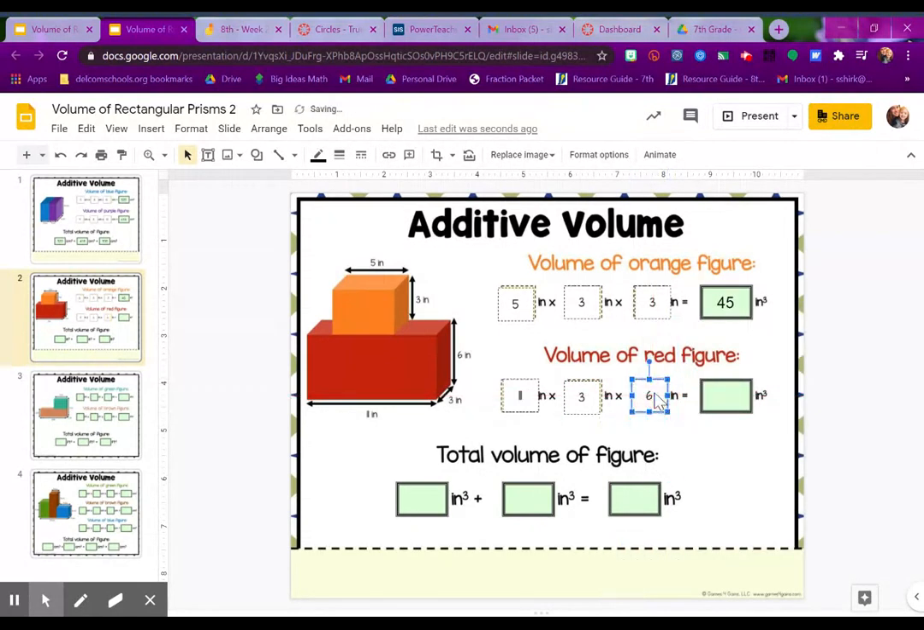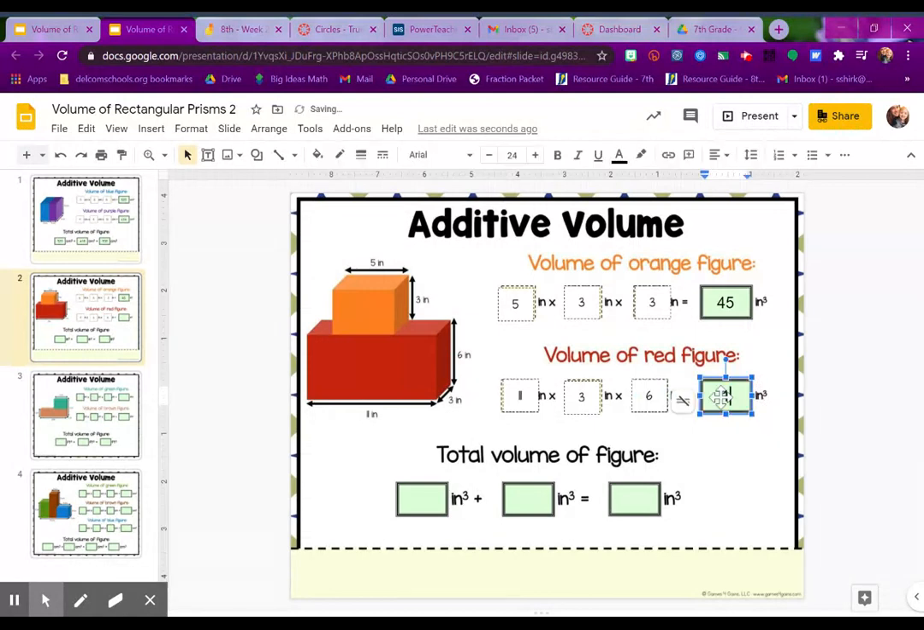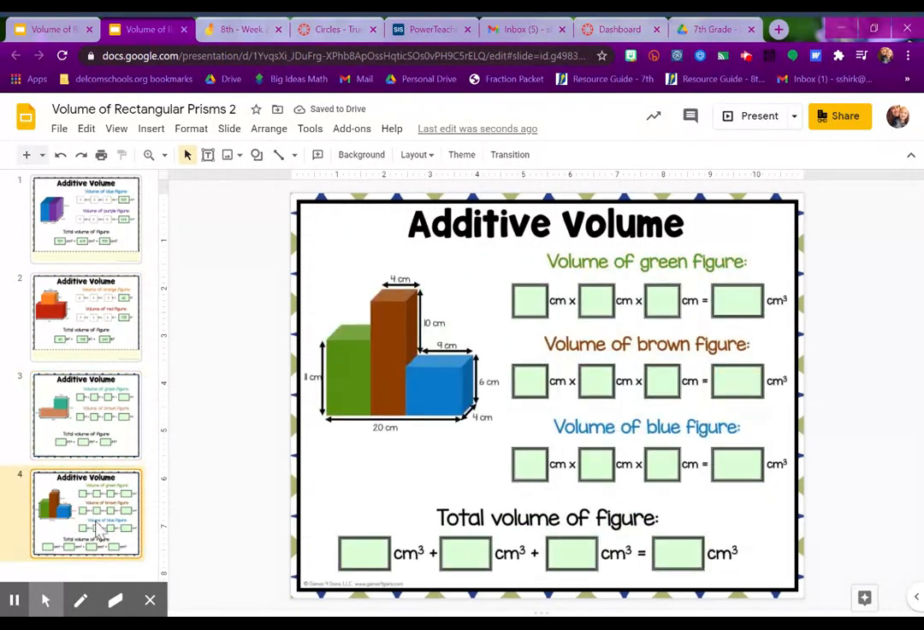So I'm going to do 33 times 6, and I get 198. And then adding those together, 45 plus 198, I believe is 243. It is. Okay. So the other two slides, same thing you're going to do. The fourth slide has 3 boxes, and then you're finished.